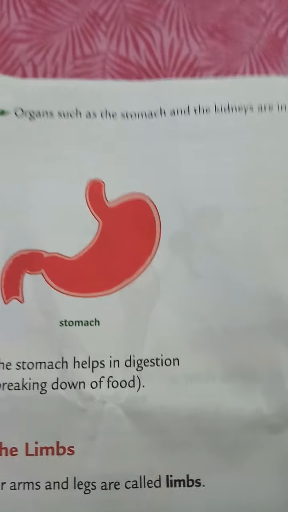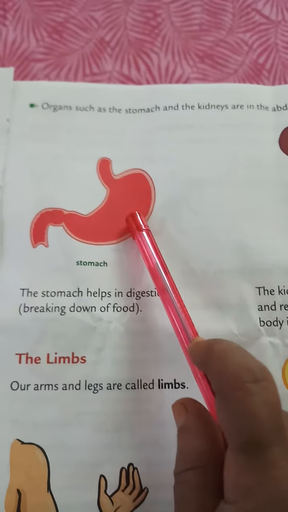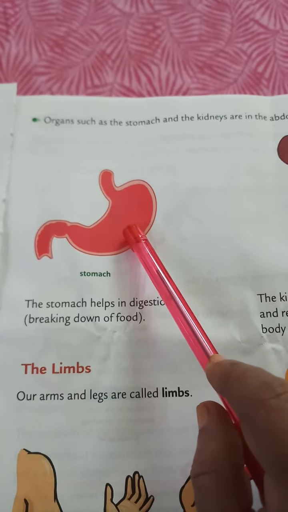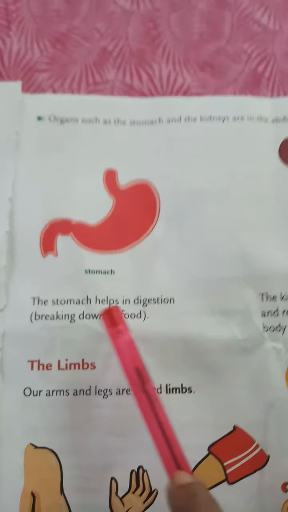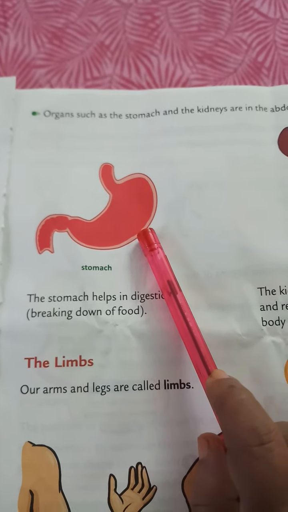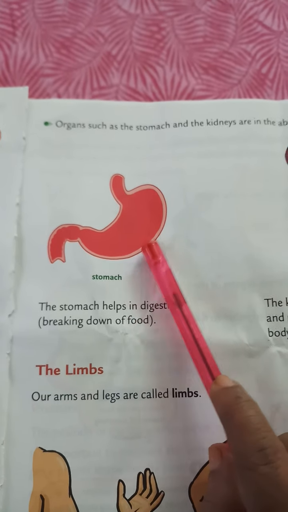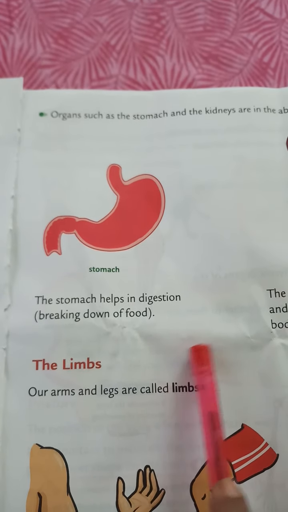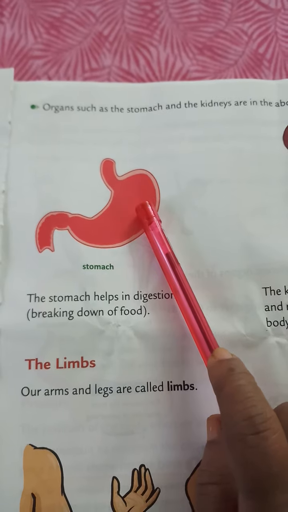Another two important organs are also shown here. Then the stomach. The food we eat reaches the stomach. The stomach helps us to digest or break down the food into soluble form. In the soluble form, it dissolves like sugar dissolves in water, we know that. Like that, the stomach can digest the food so that the blood can absorb it.